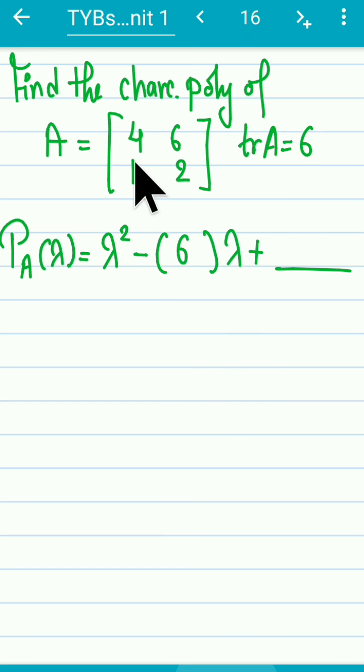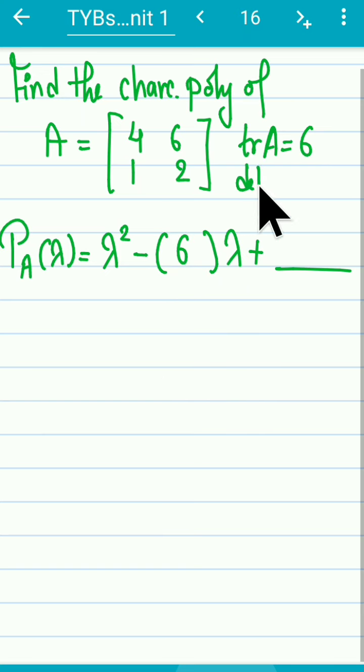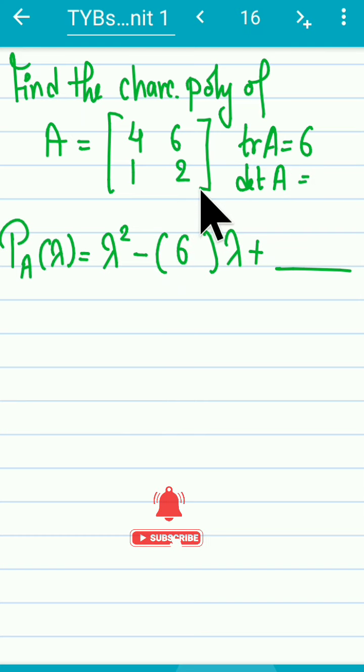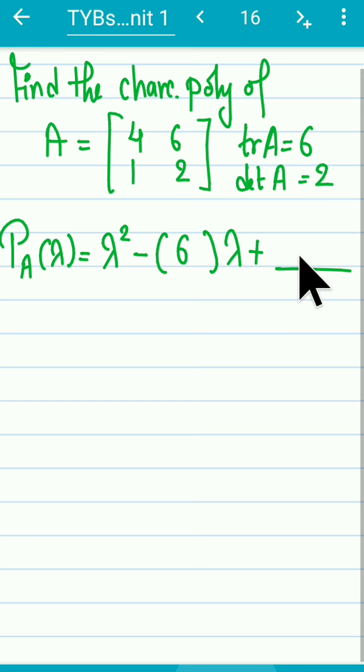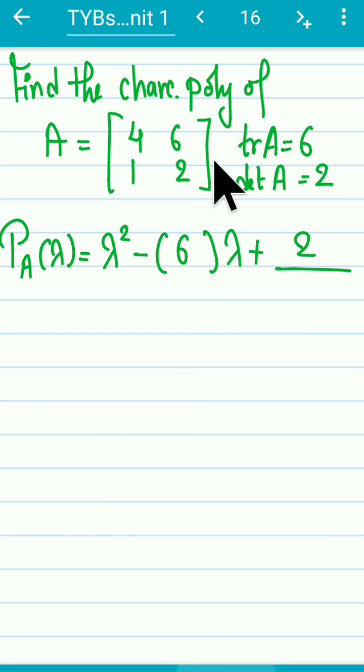What is the determinant of this matrix? My determinant of A is what? My determinant of A is 4 2s are 8 minus 6 1s are 6. 8 minus 6, that is 2. So this is nothing but the characteristic polynomial for this matrix. It's so simple, correct? So that trick helps us a lot.